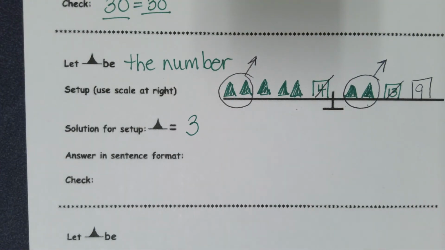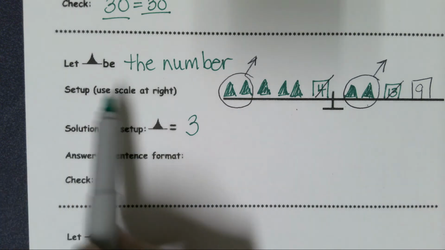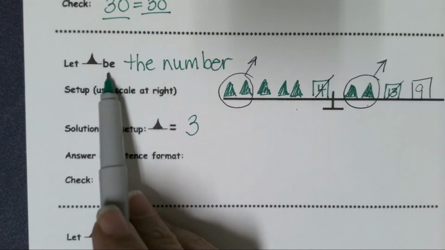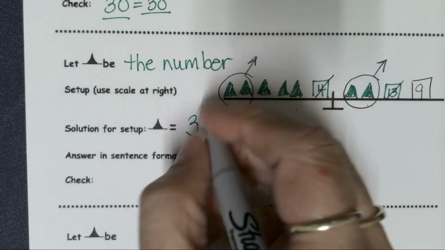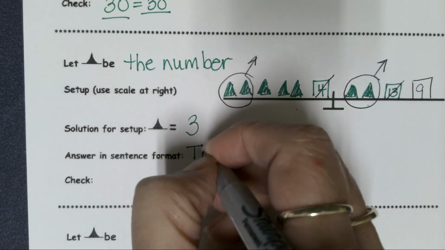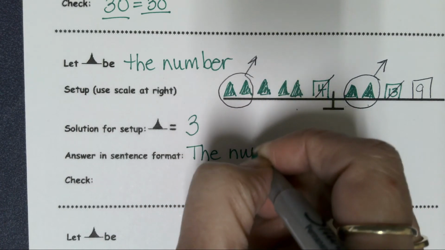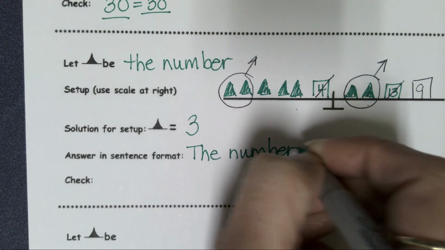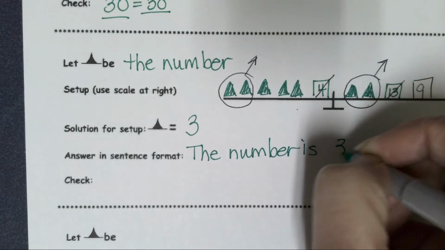What does 3 mean? Let's go back to our original pawn. Pawn is the number, so our answer in sentence format is the number is 3.